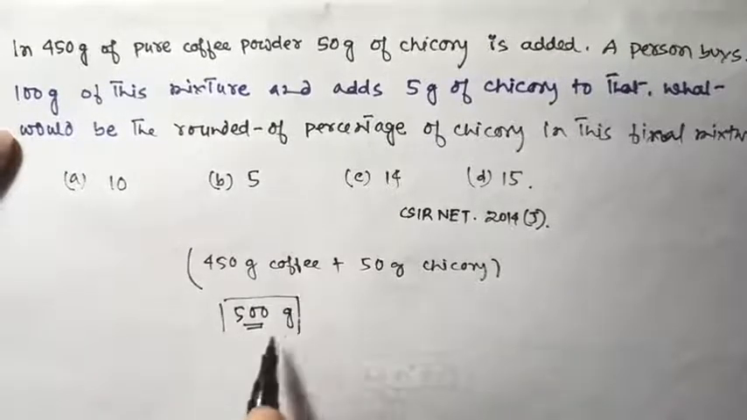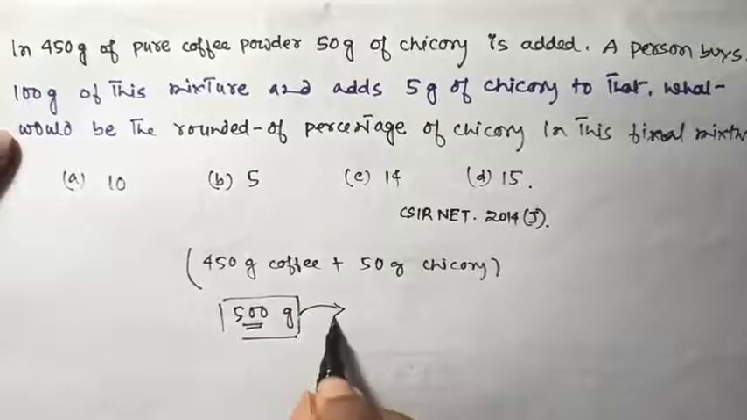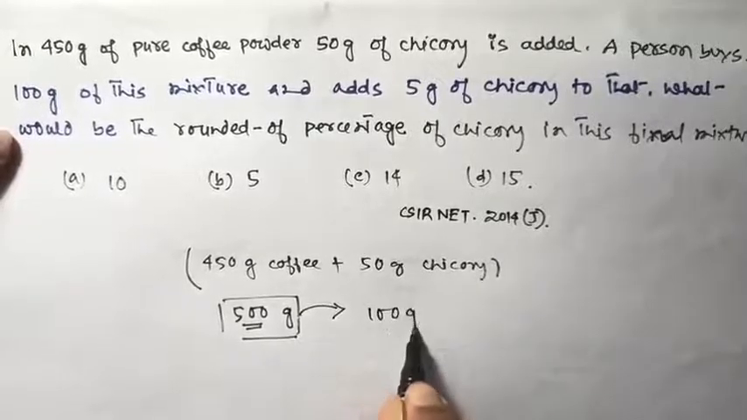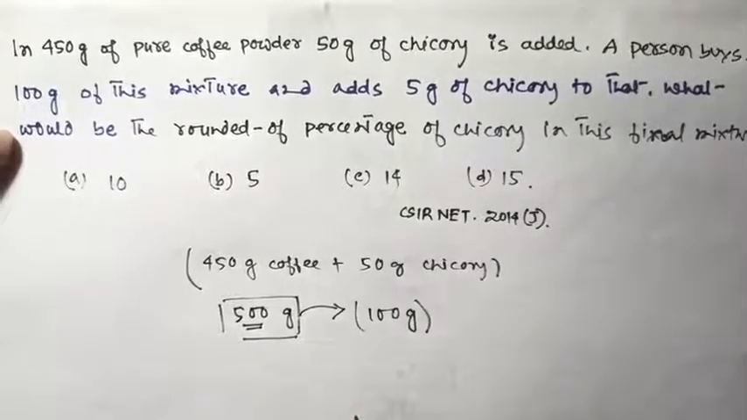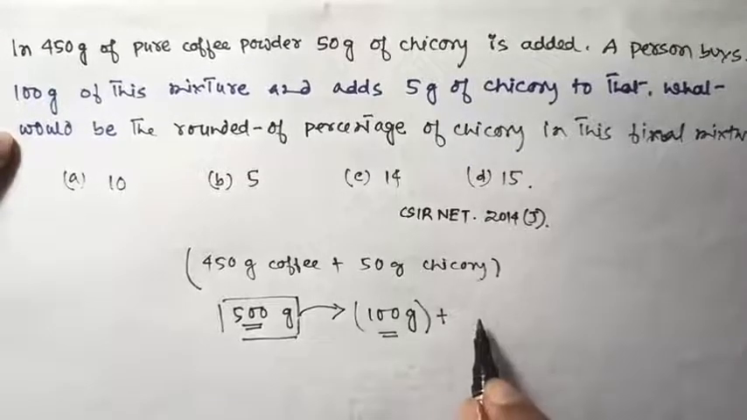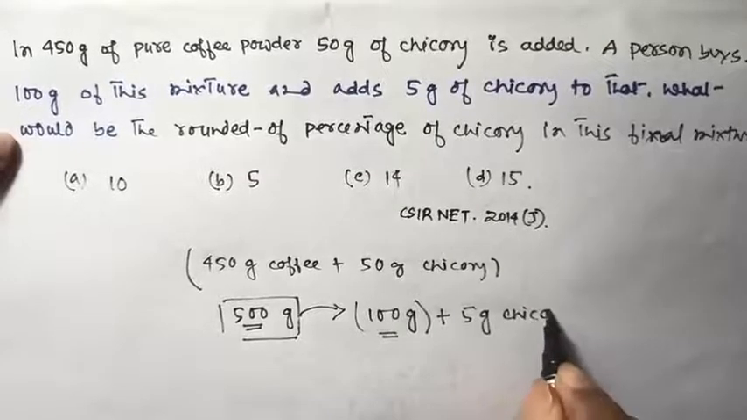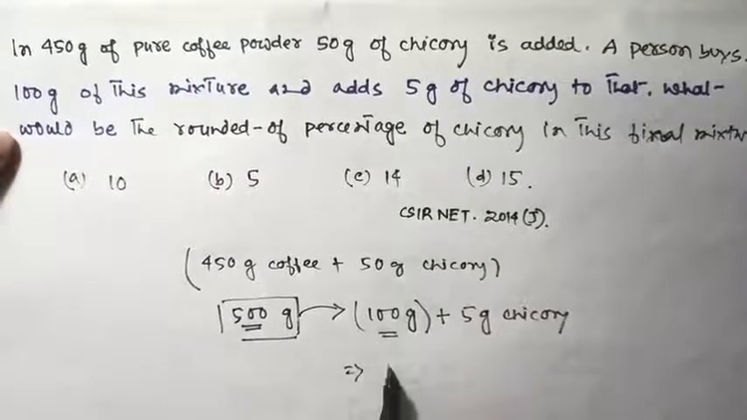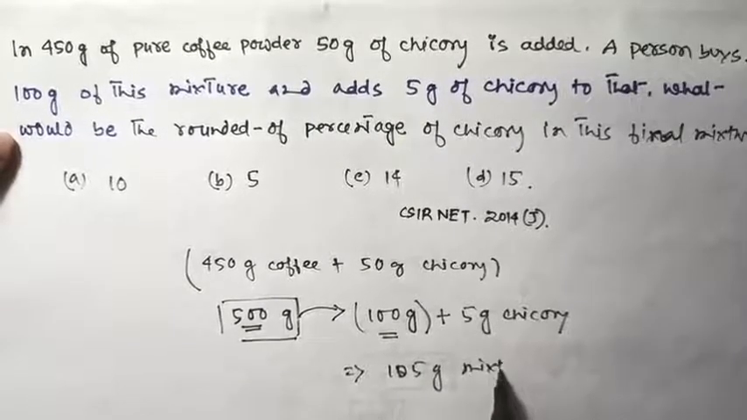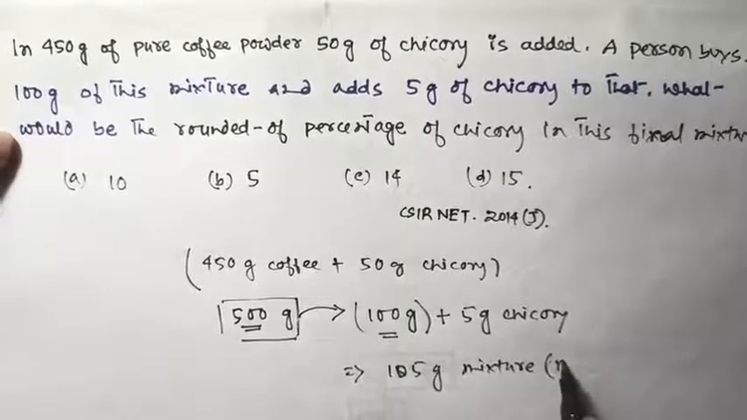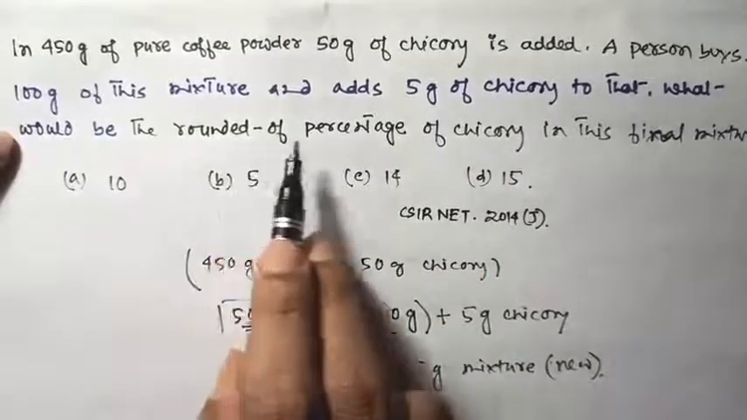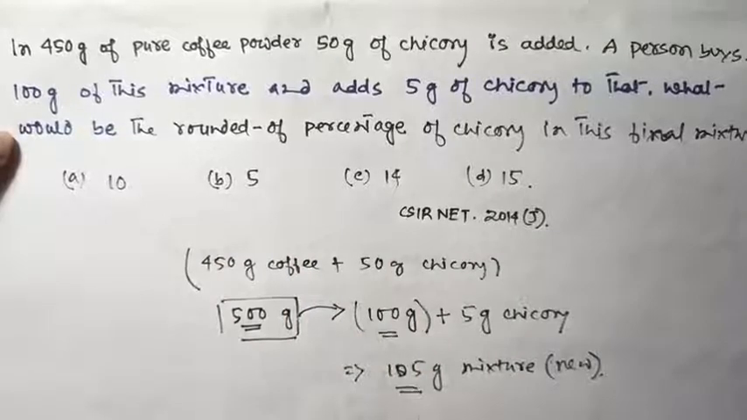Out of this 500 gram mixture, 100 gram is taken out, and with this 100 gram, 5 gram of sesori is added again, so it makes 105 gram of mixture. This is the new mixture. It is asked what would be the rounded percentage of sesori in this new mixture.